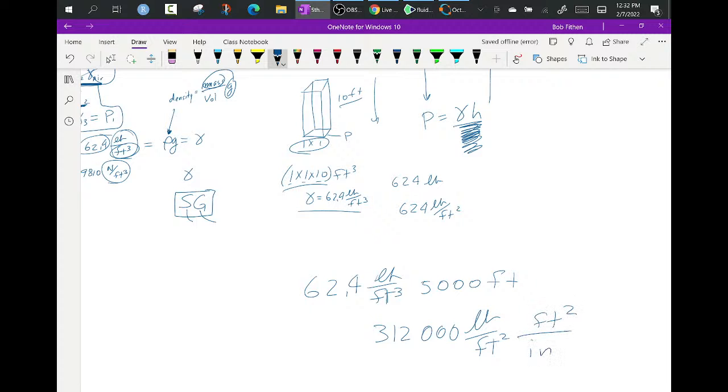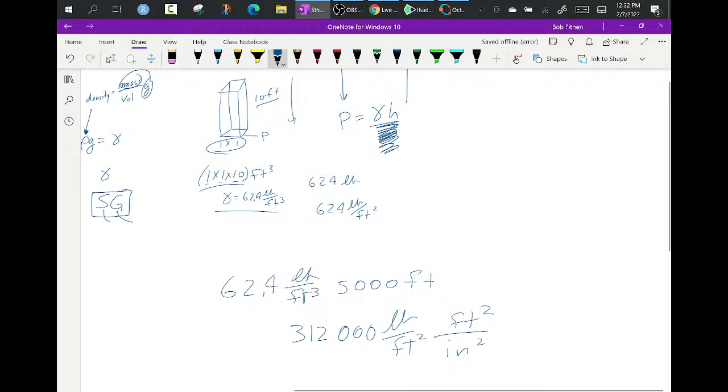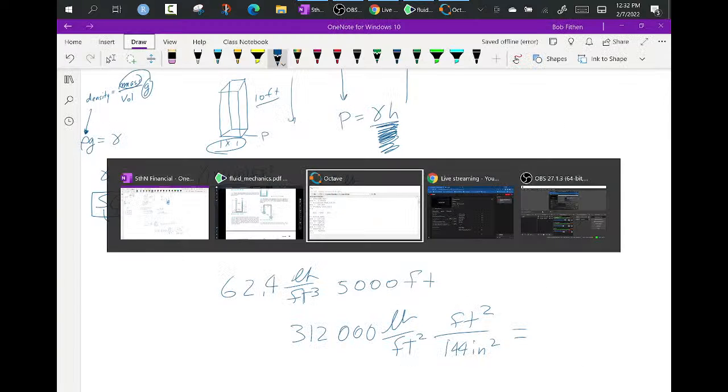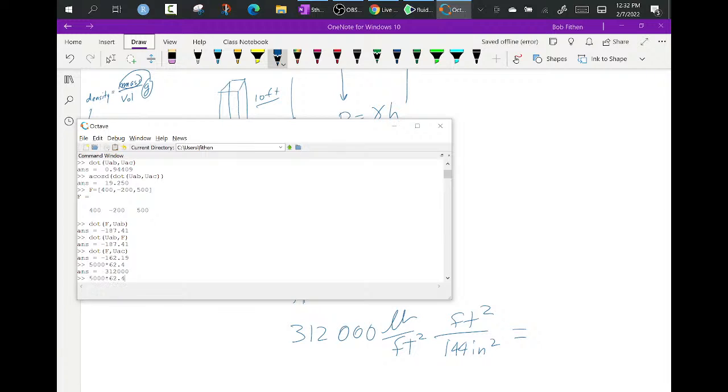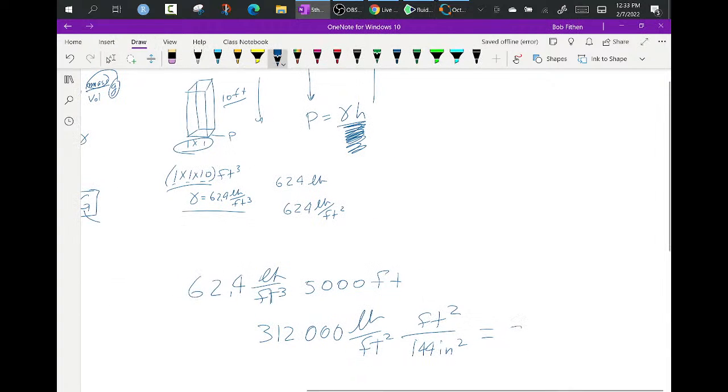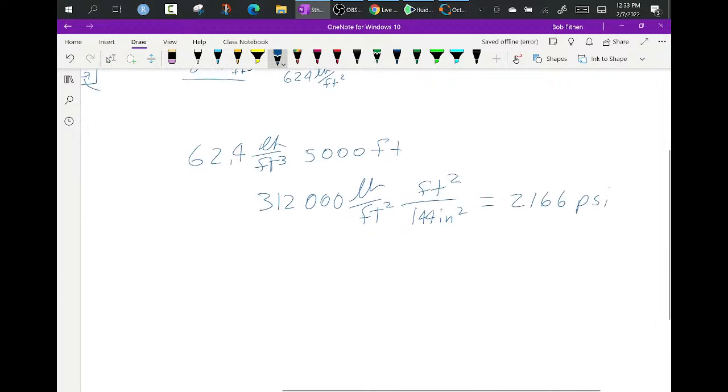If you want to get it in something that you're used to seeing, you could take that number and divide it by 144. It's 2,166 psi. That's a lot.